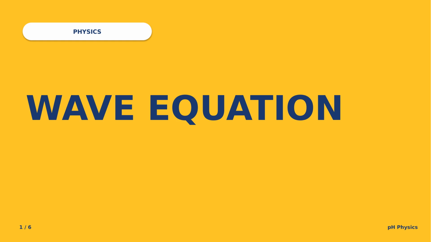Today's explainer is the wave equation, V equals F times lambda. By the end of this video, you'll know how to use it on any kind of wave, sound or light, and the unit conversions to keep it straight.